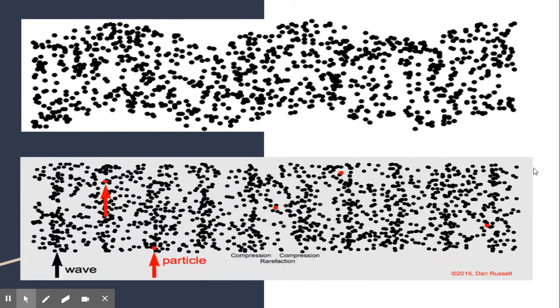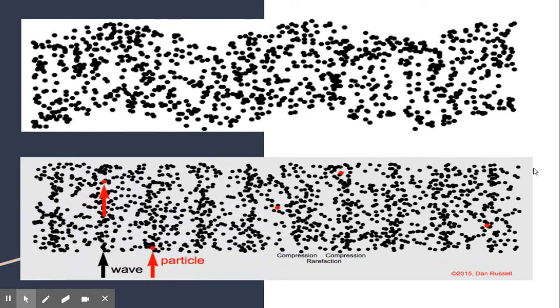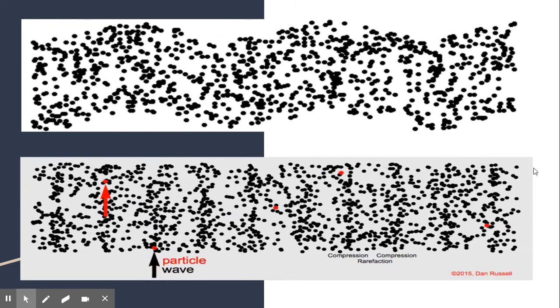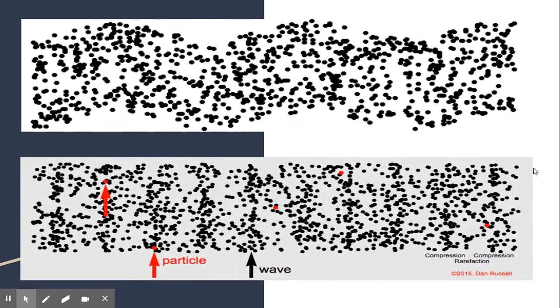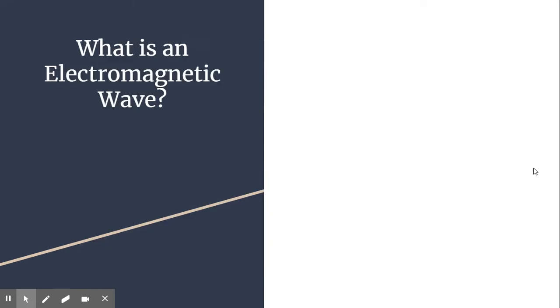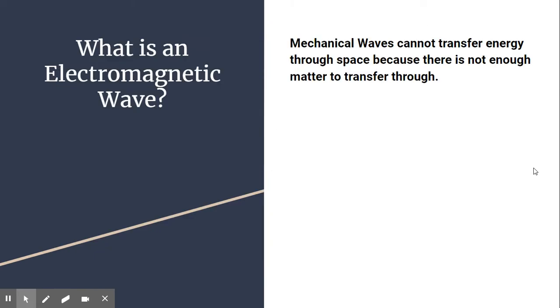Both of these waves, though, move by vibrating or moving, pushing and pulling on each individual atom or molecule within a material, which raises an interesting issue. Mechanical waves can't transfer energy through space. There's just not enough matter to transfer them through.